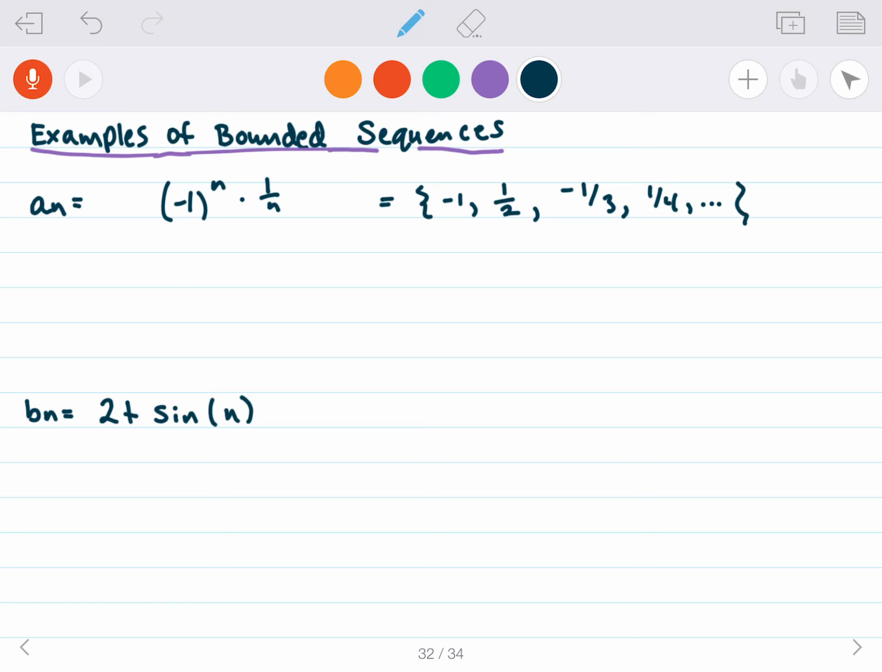And so we can see what's happening here. We know that this is bounded. The (-1)^n part oscillates between -1 and 1, and the 1/n part is going to 0, so the product is bounded as well. In general, the absolute value of a_n is going to be less than or equal to 1. We can see that the absolute value of all of these terms is less than or equal to 1. So a_n is bounded.